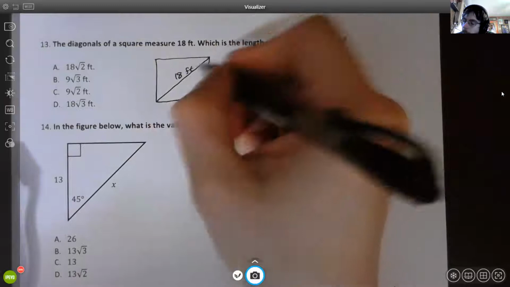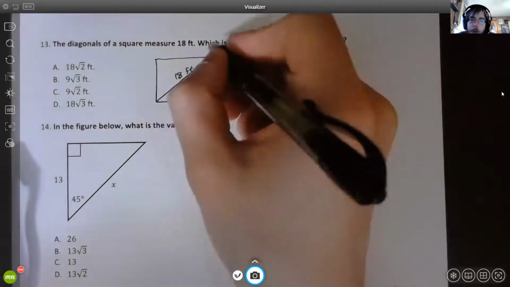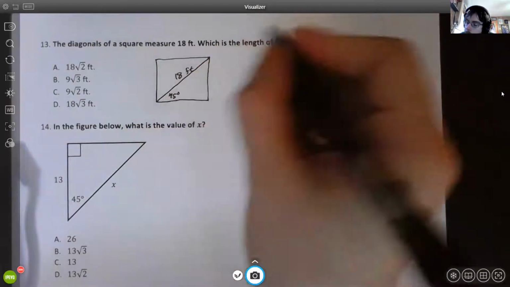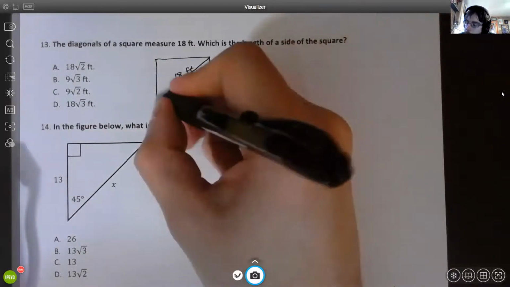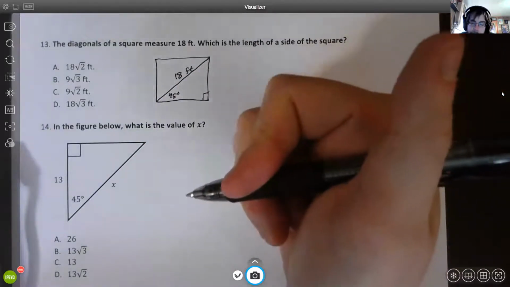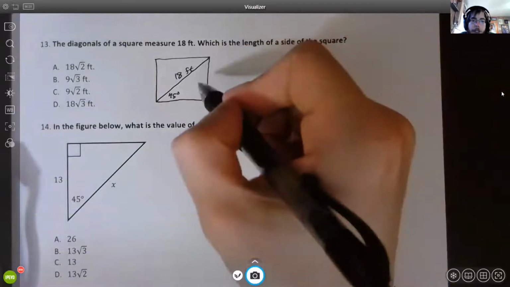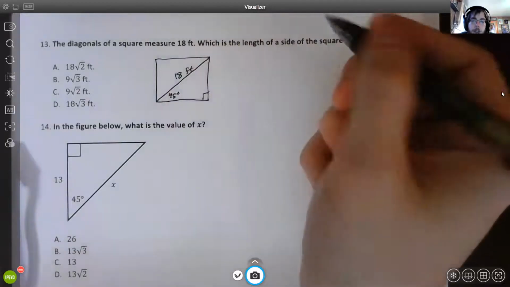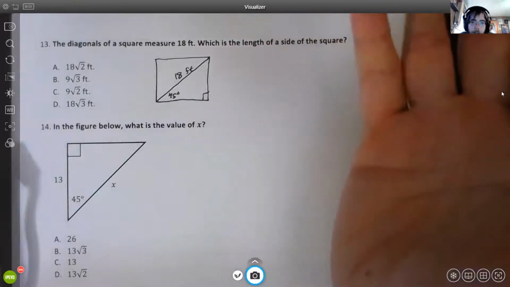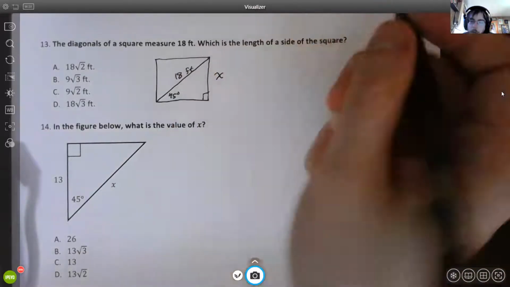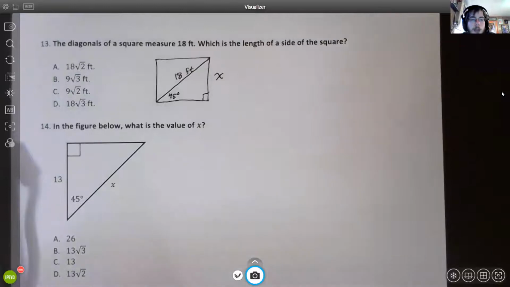Now, in a square, the diagonal of a square makes a 45-degree angle. It cuts the 90-degree angle in half. And we want to find the length of a side of the square. So as you know, the sides of the square are all the same. So we're going to put an X on one of those sides. So if you haven't guessed, this is a 45, 45, 90 triangle.